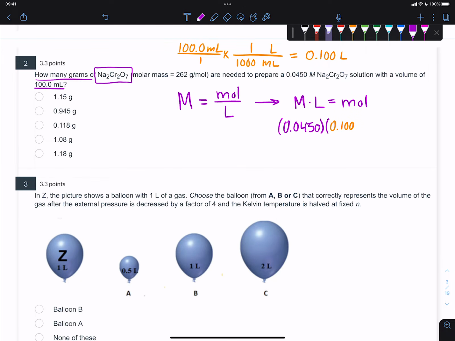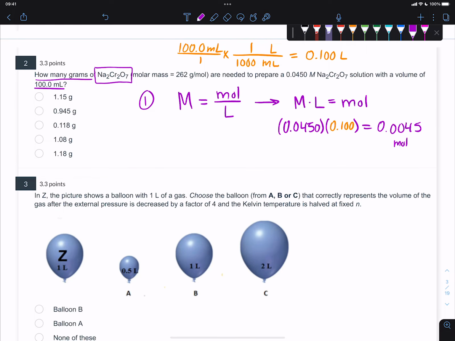And that's going to go there. So we have the molarity, we have the volume in liters of the solution, and we are going to do some math to figure out how many moles of the sodium chromate or whatever that thing is. So 0.0450 times 0.1, and you get 0.0045, and that's moles of this stuff. Then, of course, do a molar conversion.